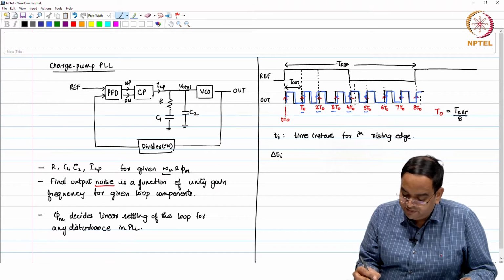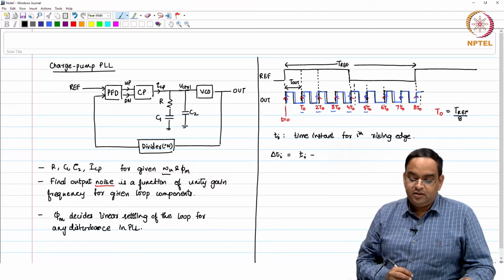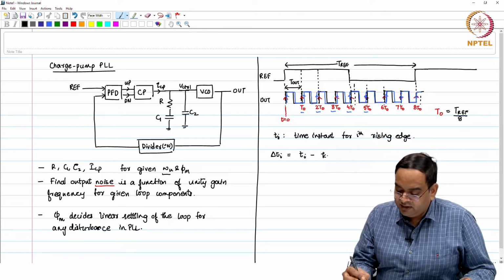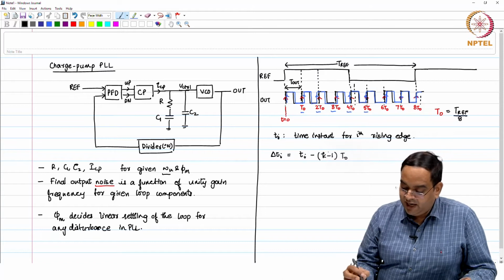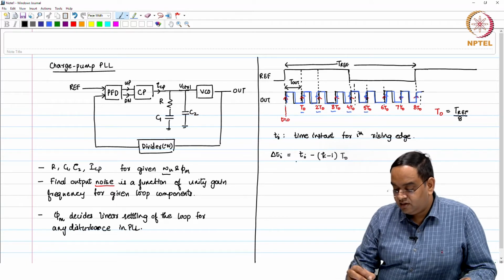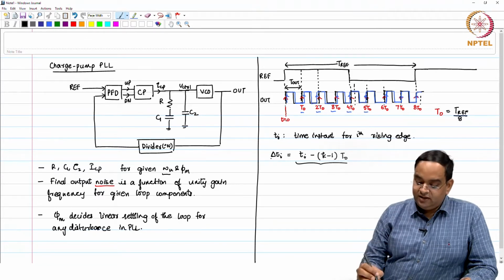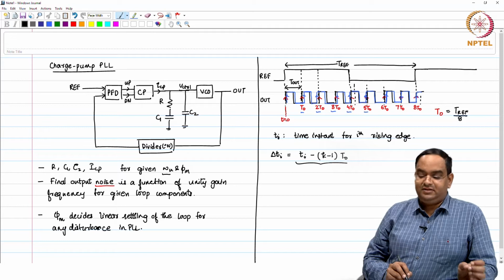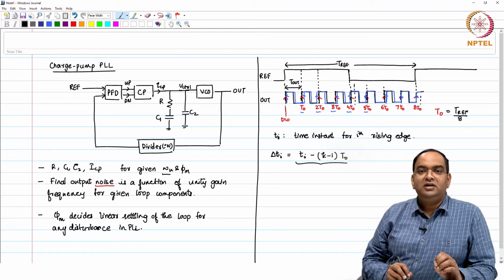So, delta T_i is defined as your T_i minus (k minus 1) times T_out, because your ideal time stamps are 0, T_0, 2T_0, 3T_0 and so on. So, this is the variation between the actual rising edge and the ideal rising edge, and this value delta T_i is random in nature and it depends on noise in the system.